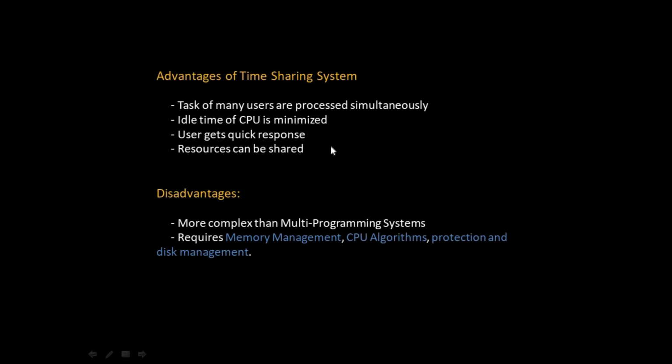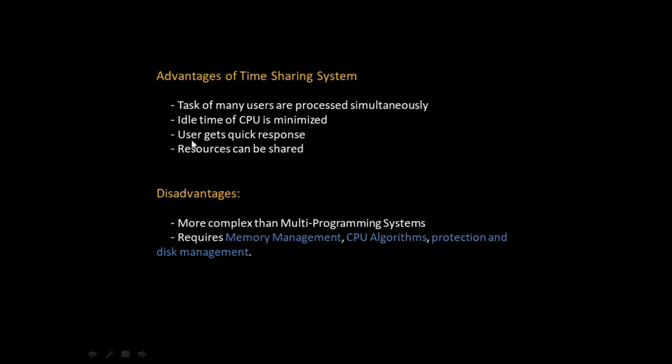So, advantage of the time sharing system: the tasks of many users are processed simultaneously. This is due to the fact that since the time is being allocated to them equally, it makes the process go faster, and so it makes each user feel like they are using the CPU by themselves, since the CPU is very fast. Another advantage is idle time of the CPU is minimized. Since the time is being shared among users, the CPU can easily skip from one process to another.